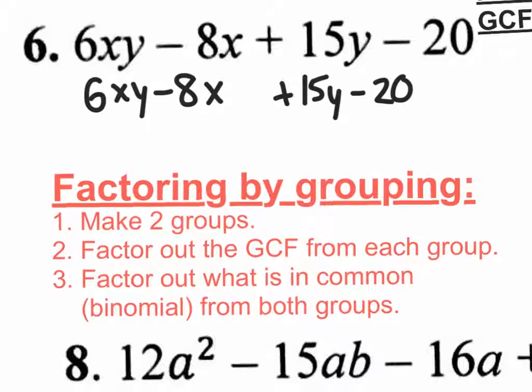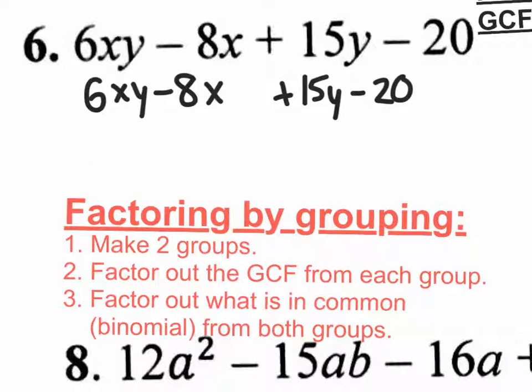So let me actually make a little more space here. Now let me pull out the 2x. And if I did pull out a 2x, what would be left in there? That would be a 3y. Now if I did pull out a 2x from the negative 8x, in other words, 2x times what gets us back to a negative 8x? That would be minus 4. Right? 2x times negative 4 would actually take us back to the negative 8x.